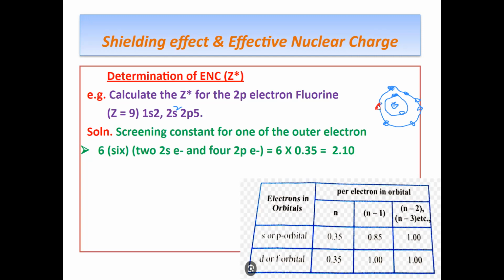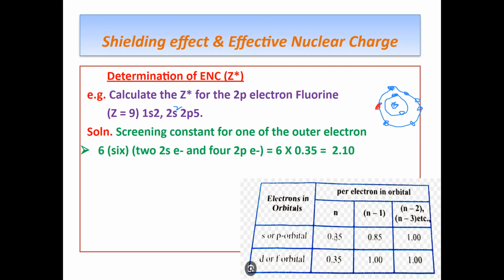I'm putting a red mark. So for calculating, I select 1 electron. In the question, calculate Z star for the 2p electron. 2p electron means this one, the selected electron. For this electron we have to calculate the effective nuclear charge. Don't count this electron, because our target is the effective nuclear charge for this electron. This is the repulsion with other electrons. That's why I selected the remaining 6 electrons and multiplied 6 into 0.35.